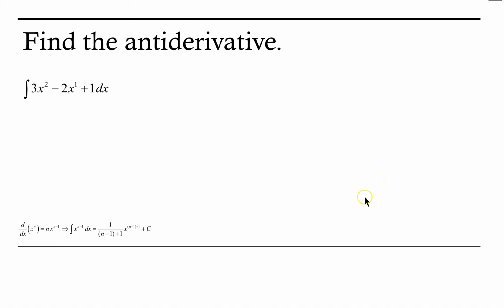Welcome. Let's take a look at finding the antiderivative of functions that involve the power rule. In this case, we have the antiderivative of 3x squared minus 2x to the first plus 1 dx.